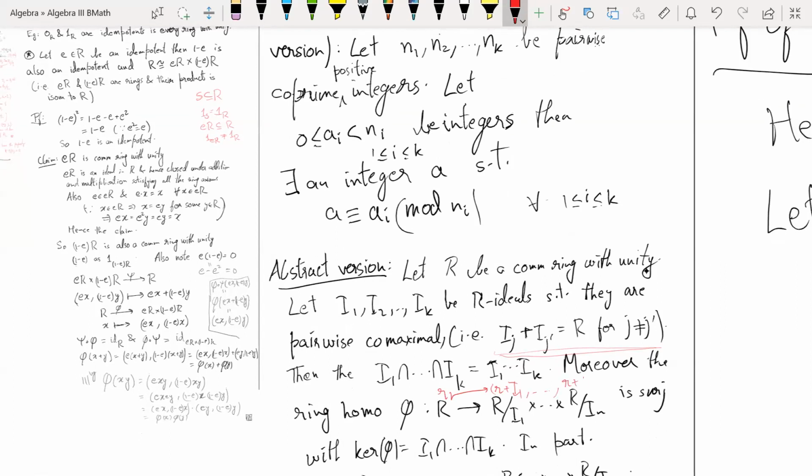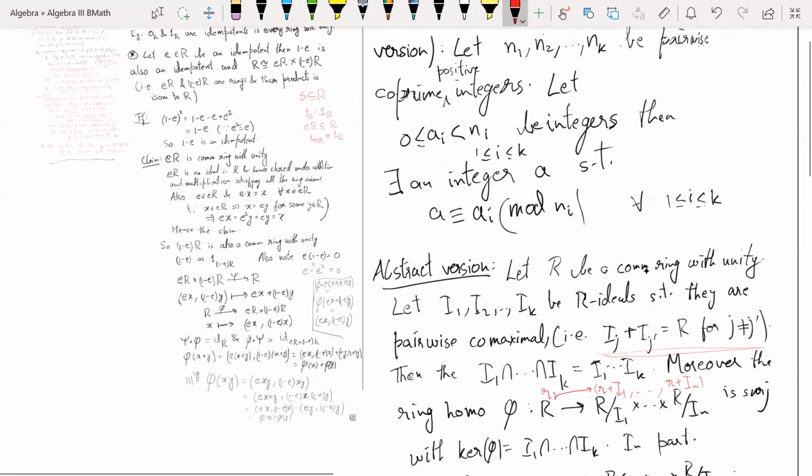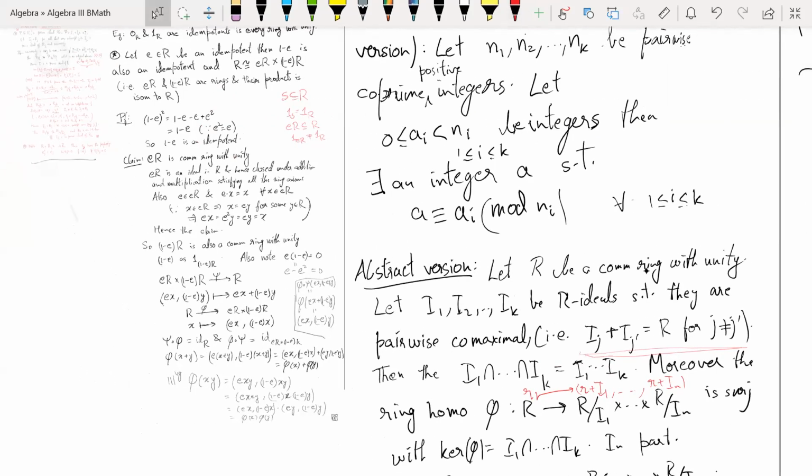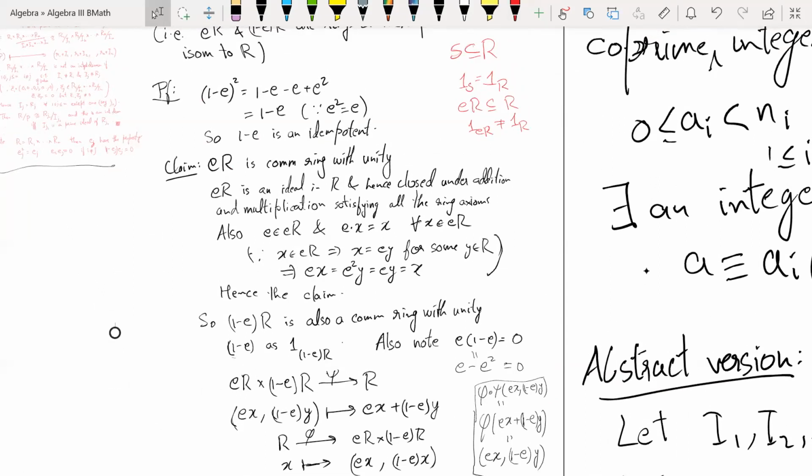R plus I1. So this is different. So R is not R1 cross R1, R2 cross Rn. So there it was, yeah, so maybe this may be a little bit misleading.